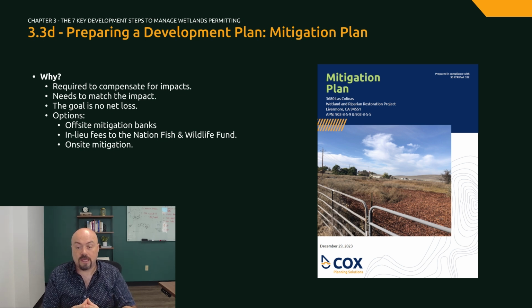The mitigation plan basically provides the instructions for implementing the mitigation for your project once the permit is approved, and therefore needs to match the project impacts. The goal of the mitigation plan is to end up with no net loss of wetlands as a result of the project. Mitigation options include off-site mitigation banks where you can purchase credits, in lieu fees that you pay to the National Fish and Wildlife Fund, or on-site mitigation.